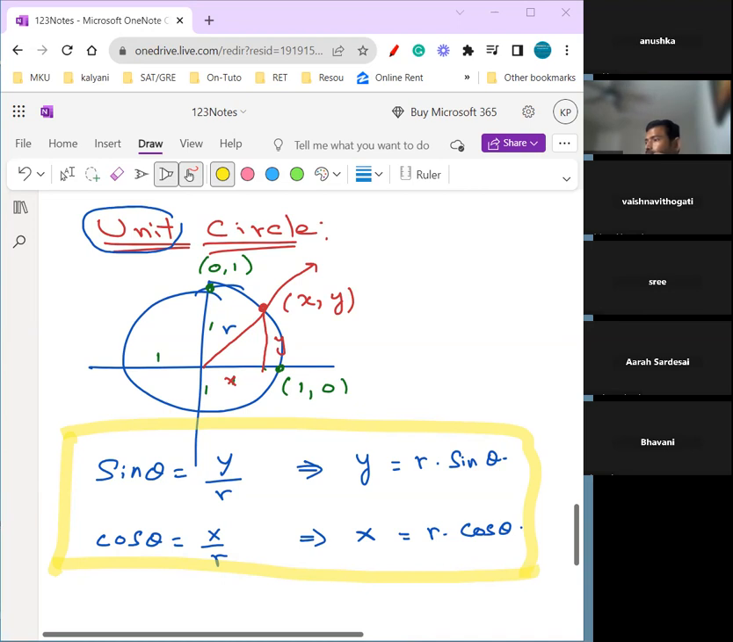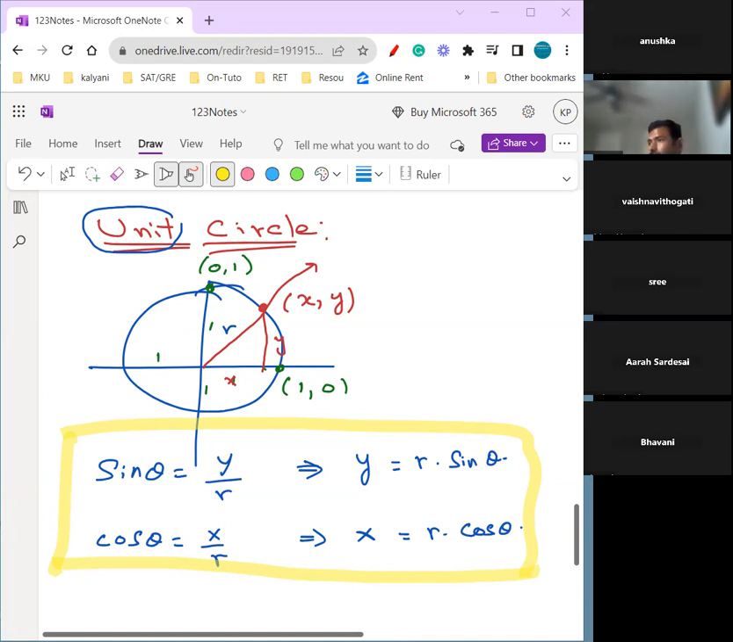Yes, Anushka. I'm a little confused. What is this supposed to find exactly? If you need to find the x value, you're going to use r cos theta. If you need to find the y value, you're going to use r sine theta. These are some formulas. Okay, yeah, thank you.